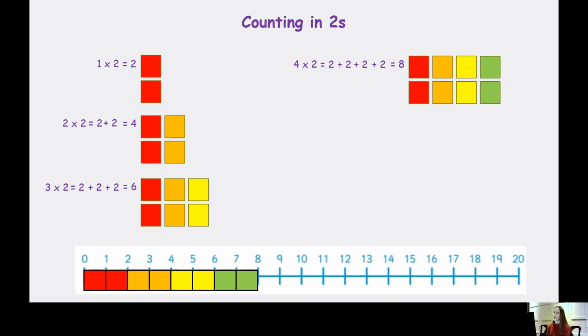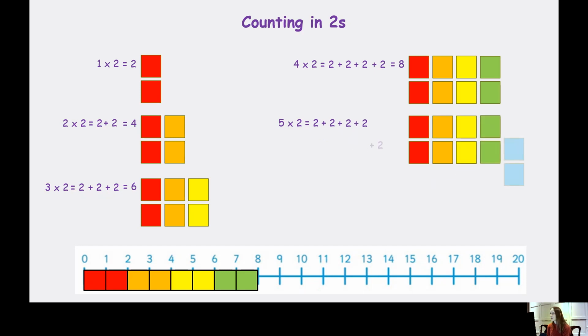The fifth number in my 2x table, well, that's formed by working out 5 times 2. And that means 5 lots of 2 added together. So 2, add 2, add 2, add 2, add 2, 5 lots of 2, making 10 altogether. If I add my fifth lot of 2 on, you can see there on my number line, I'm at 10.